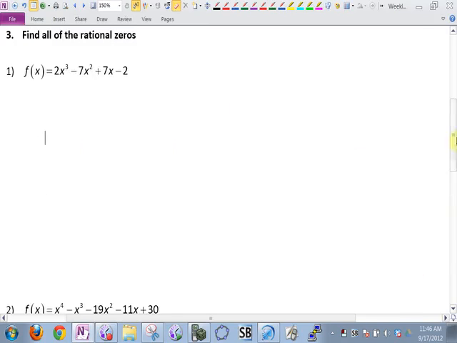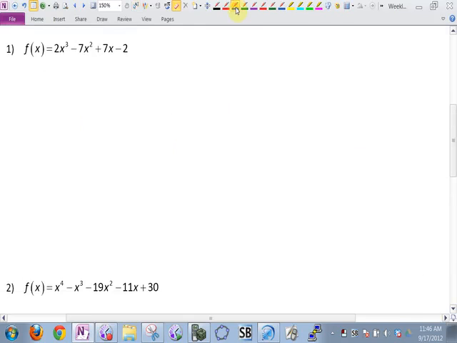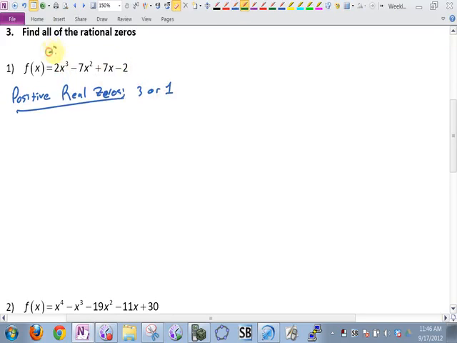First of all, use Descartes' rule of signs to count the number of positive real zeros. So I see 1, 2, 3 sign changes. So as far as positive real zeros go, there are 3 or 1 positive real zeros. Then for negative real zeros, negative 2x cubed minus 7x squared minus 7x minus 2. How many sign changes do you see? There aren't any negative real zeros. That will help you a lot with your guess and check.